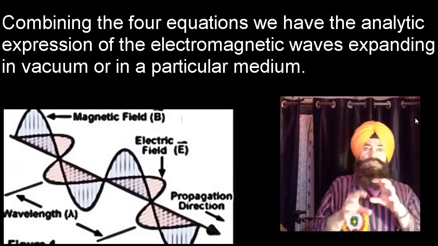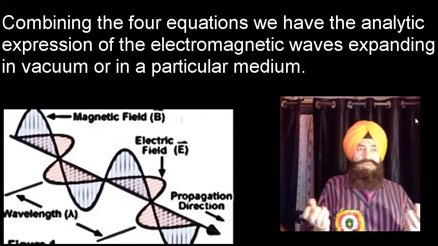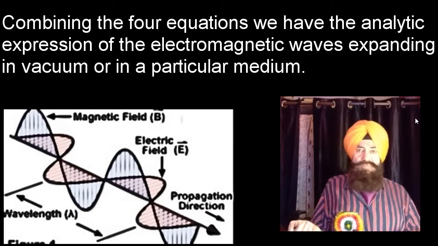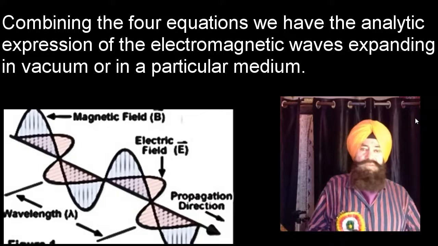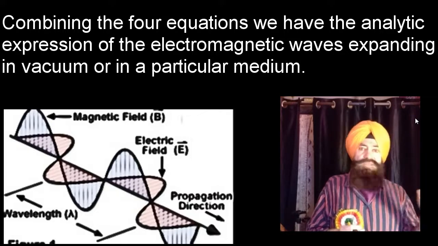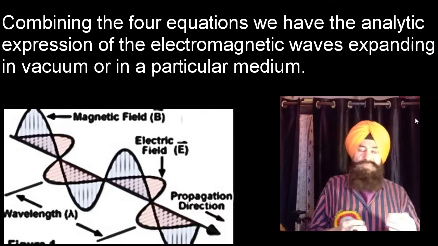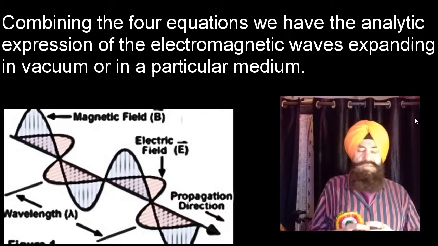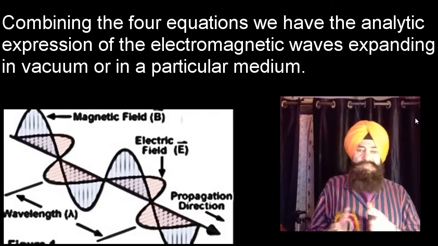So combining these four equations, we have the analytical expressions of the electromagnetic waves propagating in vacuum or in a particular medium. You know that in EM waves, there exists an electric field and there exists a magnetic field, and it is not possible to separate them, they are linked together.